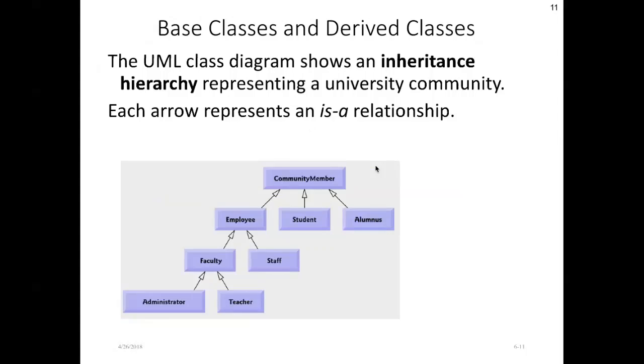So here is a community member. This is the base class, the great parent class. This is the employee subclass, also called a child class. Faculty is a subclass of employee, and by default a subclass of community member. And here a teacher is a subclass of faculty, which is a subclass of employee, which is a subclass of community member.